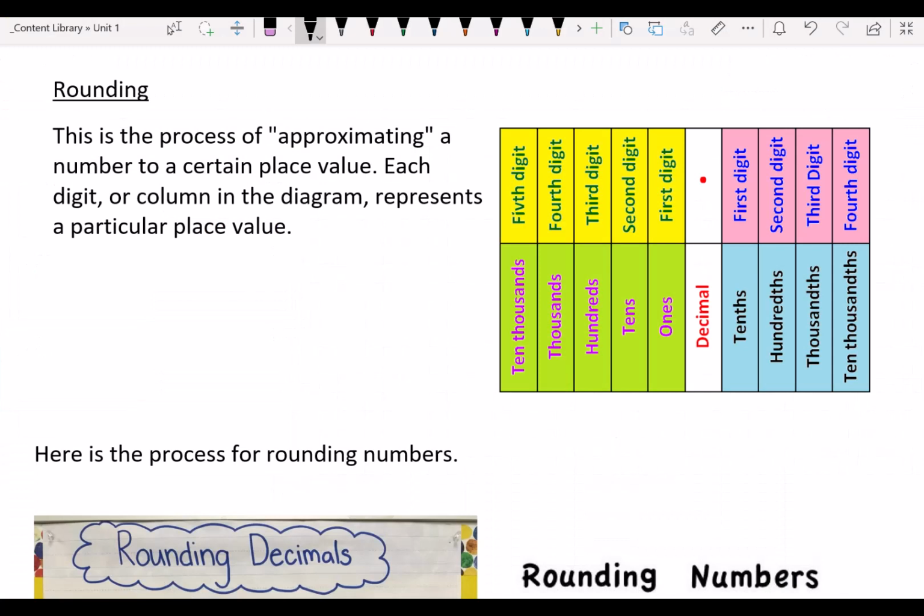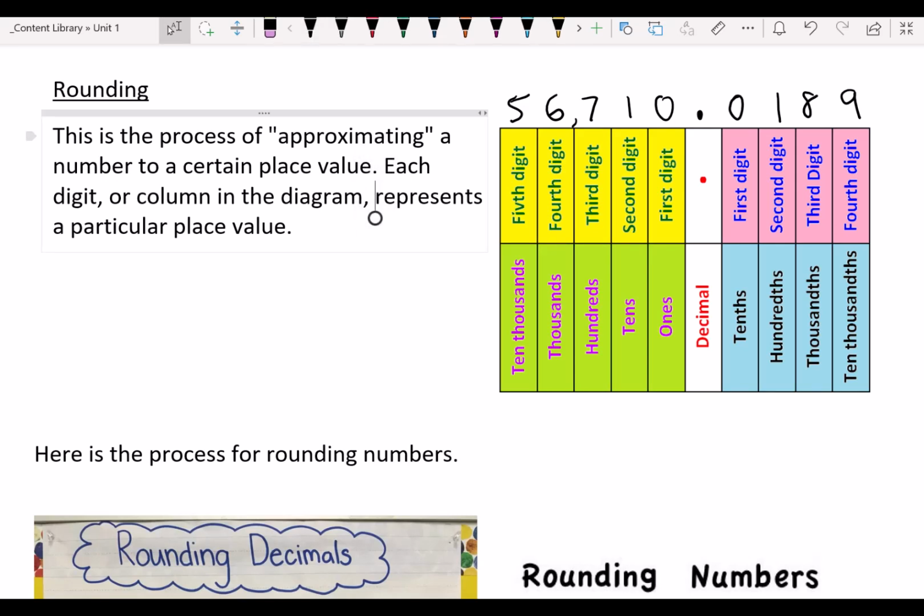Now I'm going to explain a little bit about rounding. Rounding is the process of approximating a number to a certain value. So imagine if we had a big long number here. You have all these digits and then a decimal, and then you might have some digits here. Each one of these spots, in 56,710.0189, is a value.